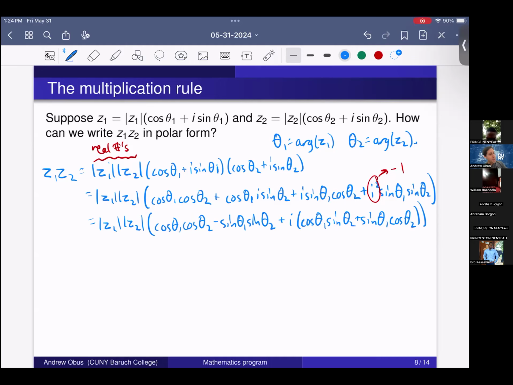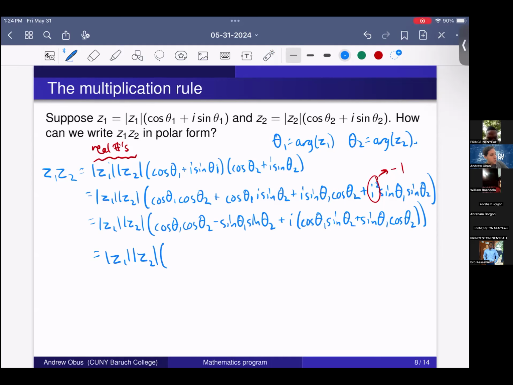And now we need to remember, so is everybody okay so far up to this point? What happens when I multiply these two things together? Okay, so yes, we are following. Okay, good. Okay, so let's keep going.